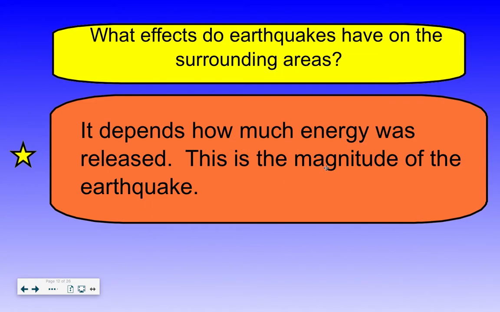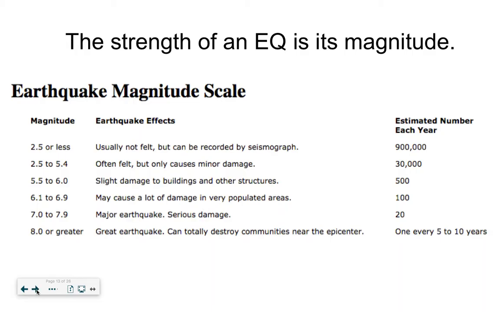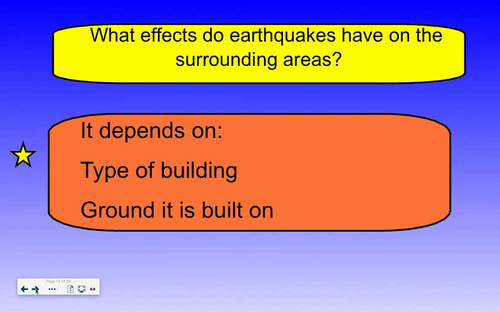That is called the magnitude of the earthquake. This shows you some different scales, different sizes of earthquakes, and how many we have each year on this planet, and the kinds of damage that you can do. You don't need to write this part down. Add to your notes, please, that the effects depend on the type of building and the ground that it is built on. Those will have a very different result depending on what you've done with your building.